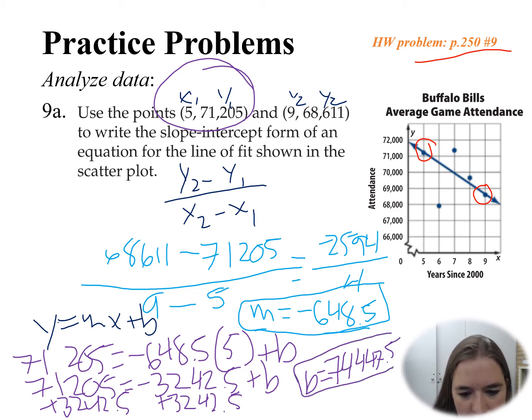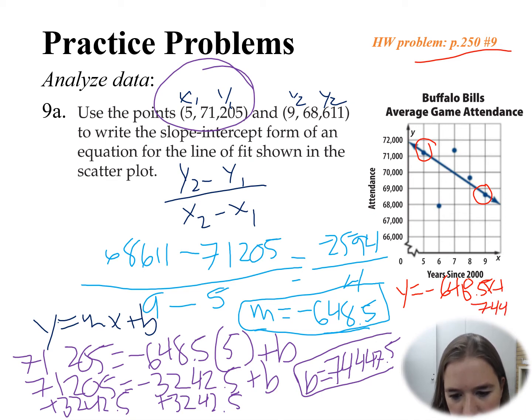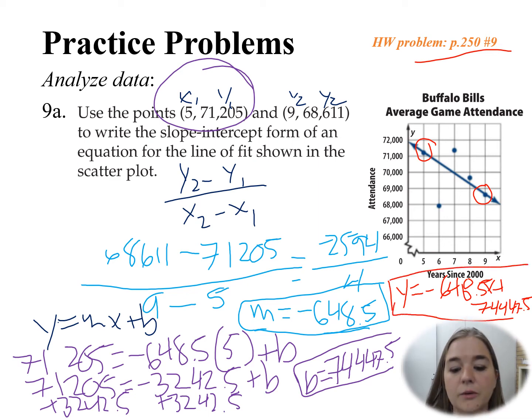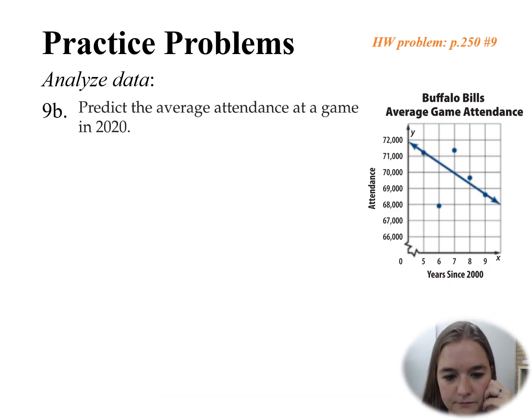My linear equation, all I have to do is plug the pieces in, and let's squeeze it in right over here. Y equals my slope, negative 648.5x, plus my b value of 74,447.5. There we go, squeezed it in. So using those 2 points, I can write the equation of that trend line. Well, now let's think about predicting the average attendance at a game in 2020. And now we're going to predict this mathematically, not using what we know about the real world situation involving 2020.